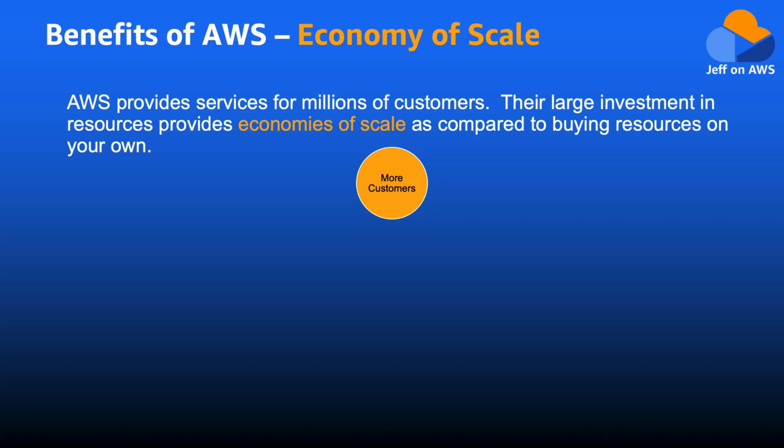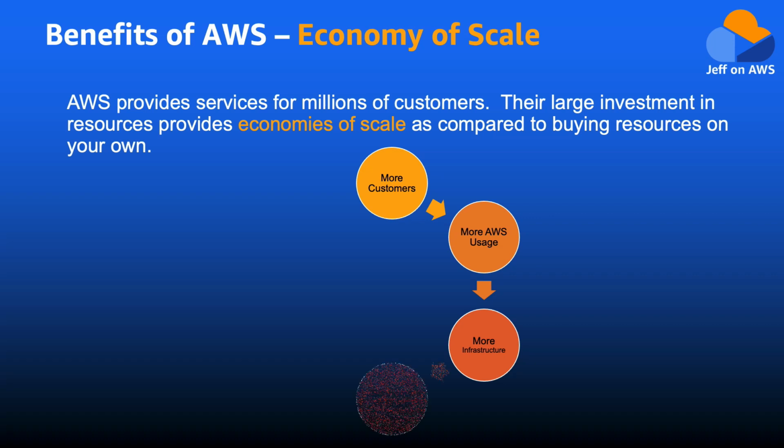As AWS acquires more customers, that provides more AWS usage because more customers are using those services. This leads AWS to invest in more infrastructure to satisfy those customers, and that is the start of the economy of scale. The more they buy, typically the cheaper the hardware and the services become. Therefore, because of the economy of scale, as they continue to grow, they can continually lower costs.